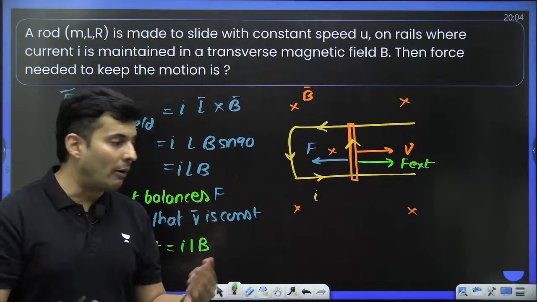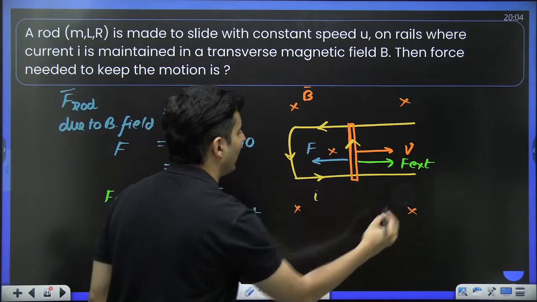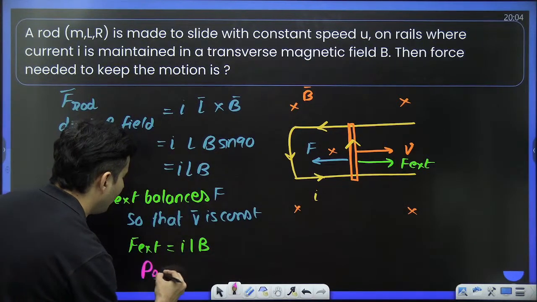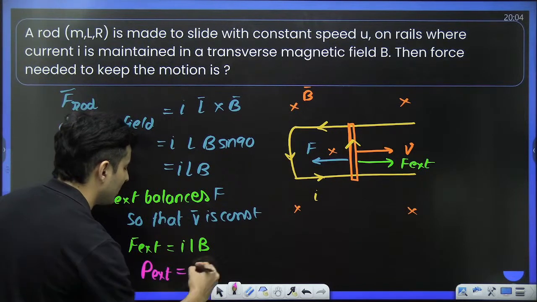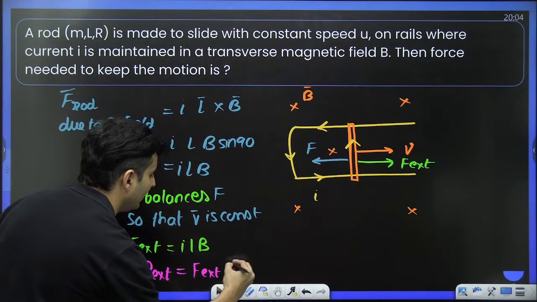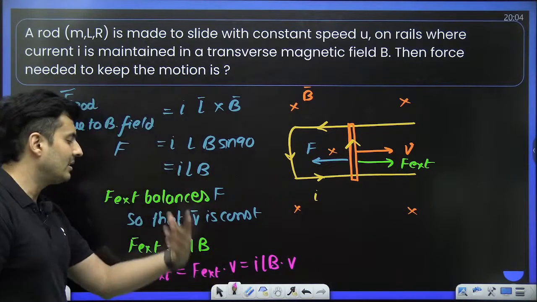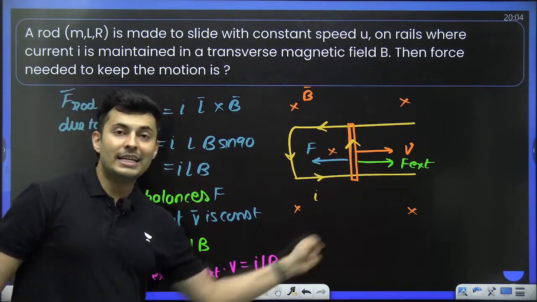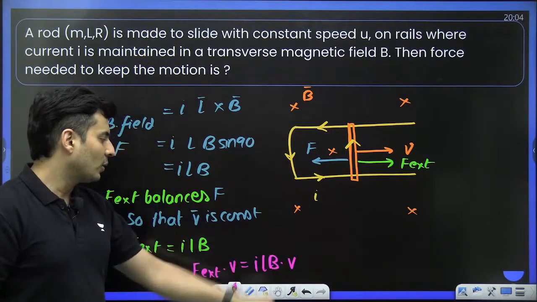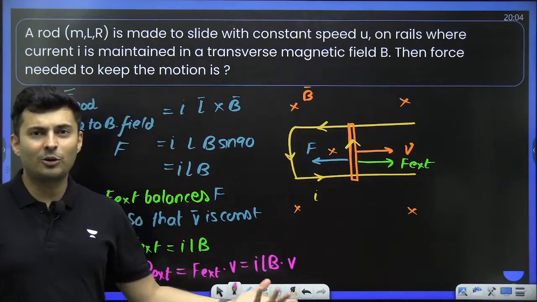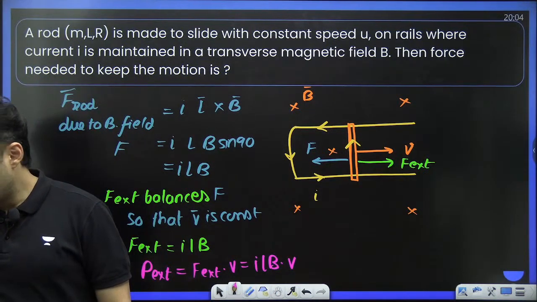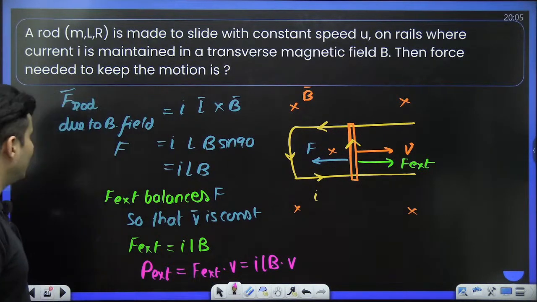Such a question can definitely come. They might even ask you the power. Imagine they ask you the power by the external force. It will be external force into velocity, so it will be ILB into V. That is the power which is needed to move the rod with that constant speed. Simple. That kind of question might also come. Let's move ahead.